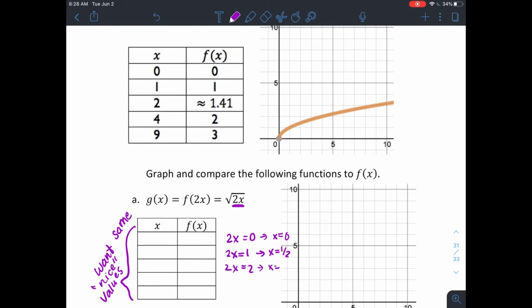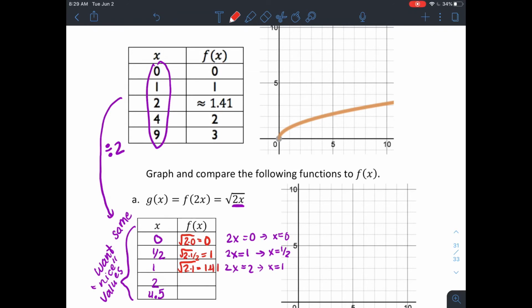Well, if I want 2x to equal 1, I'd have to divide by 2 and get 1/2. If I want 2x to equal 2, I'd have to divide by 2 to get 1. So essentially, if I want the same nice values when I take the square roots in my new function, I have to undo the fact that I'm multiplying by 2 on the inside by dividing all of my original x values by 2. And then if you run through and try it, if I took the square root of 2 times 0, or square root of 2 times 1/2, I'm going to get the exact same output as I had on my original parent function. So really, I could just copy those y values down from above and not even calculate them.